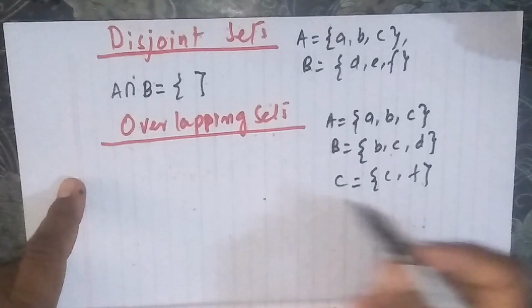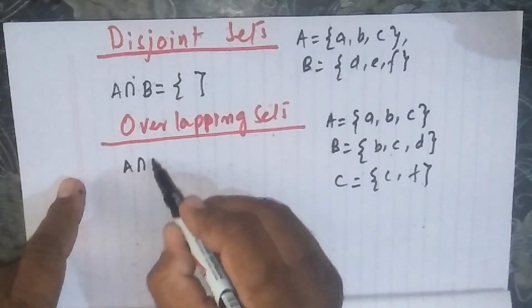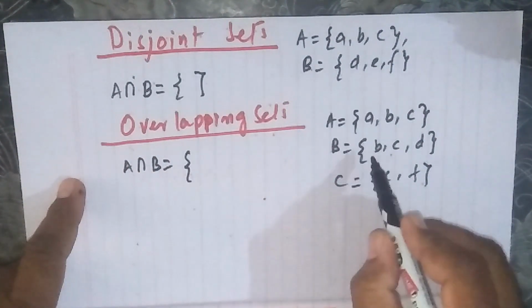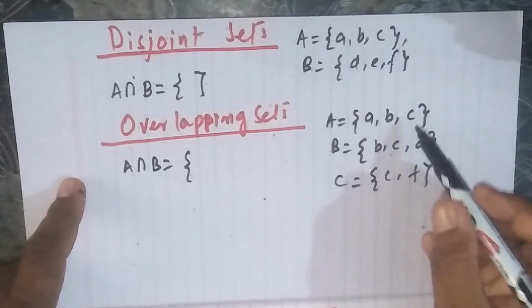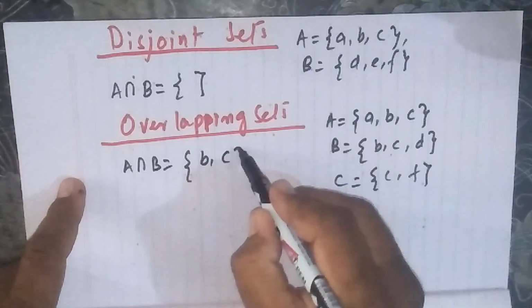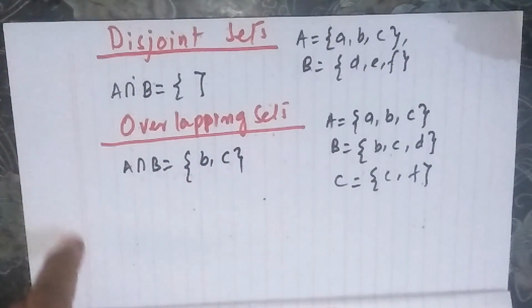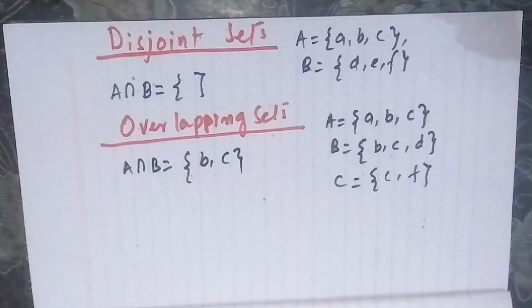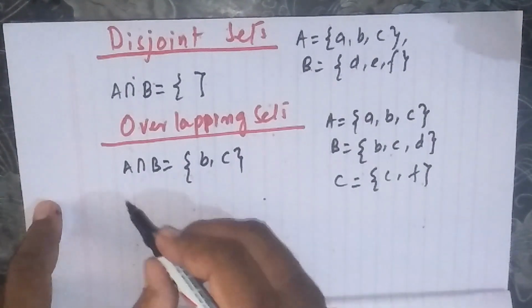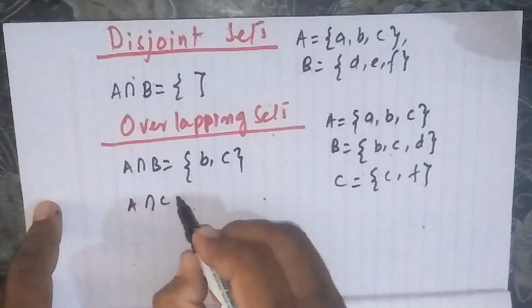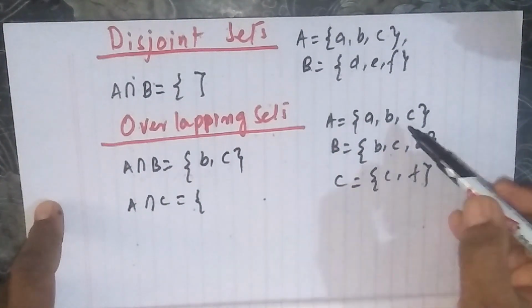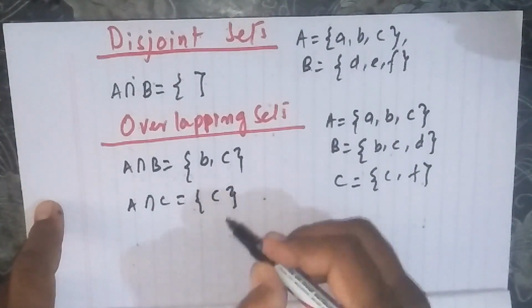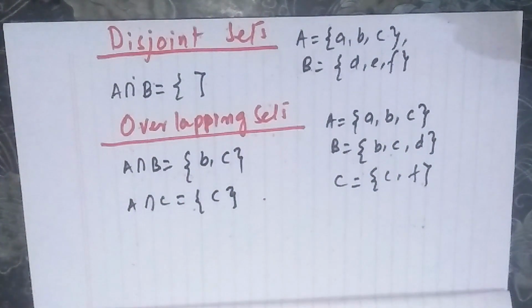For example, if we take the intersection between these two sets A and B, the common elements between A and B are B and C. So A intersection B is B, C. So sets A and B are overlapping sets. Again, if you take the intersection between A and C, you get what? The common element between A and C is C. So one element is common. So A and C are overlapping sets.